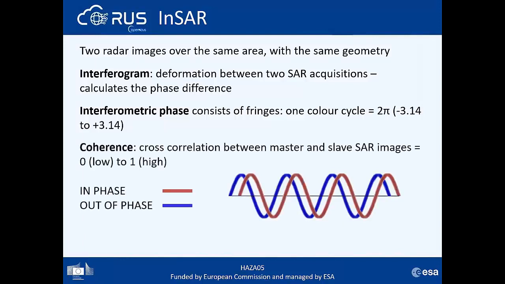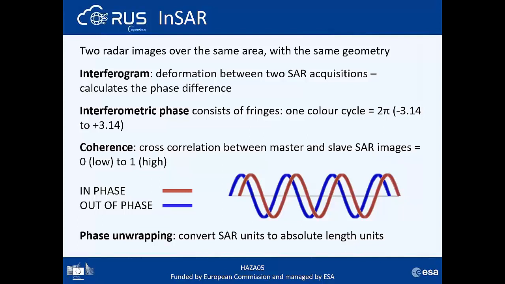With interferometric processing, we can also obtain information about the coherence of 2 images. This means how well correlated each pixel of the slave image is to the corresponding master image pixel. The closer to 1 the value, the more coherent the image is. Finally, after having created our interferogram and applied all necessary steps, we can unwrap the phase. This means that we will convert the SAR units to absolute length units, and this will give us the displacement along the line of sight.